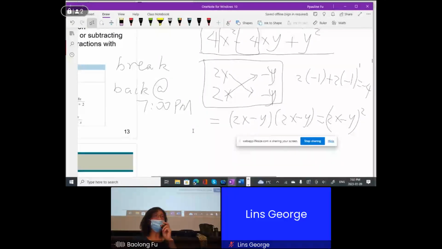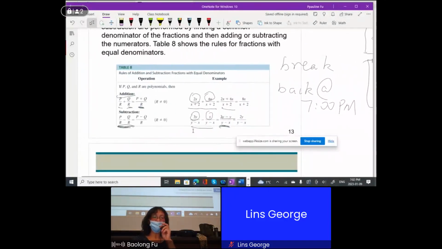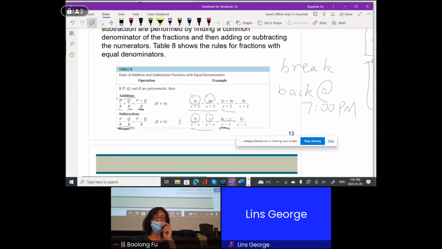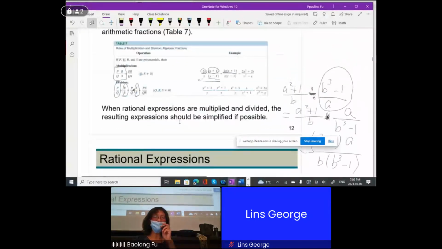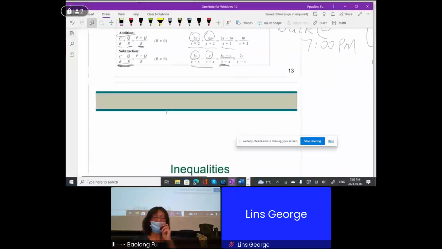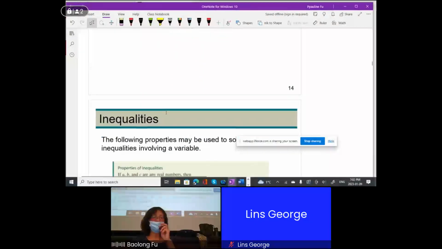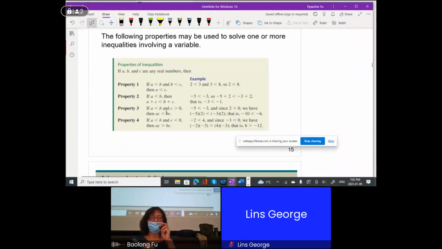All right, so before the break, we did a review of the operations for polynomials: addition, subtraction, multiplication, and division. Now we move on to inequalities. There are some properties for inequalities. Some are very obvious. For example, if 2 is smaller than 3, and 3 is smaller than 8, naturally we say 2 is smaller than 8.